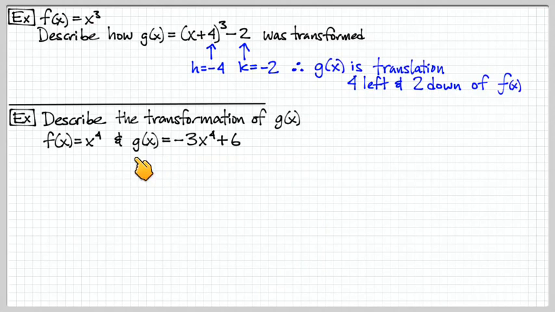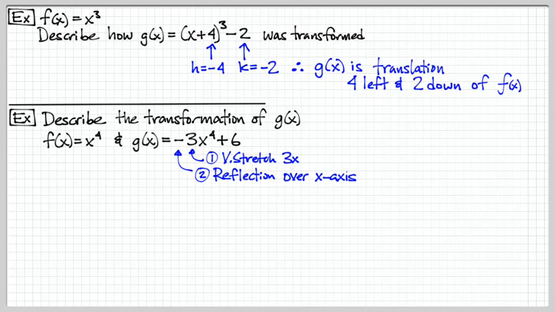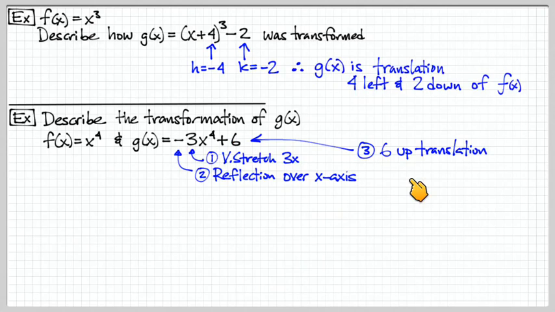Here's another example. We have a quartic function, x to the 4th. g of x is minus 3 x to the 4th plus 6. So here we see that we're multiplying by 3. That's a vertical stretch by 3 times. We're also multiplying by a negative here. That's going to flip it upside down, reflect it over the x-axis. After that, we're adding 6 to it, and this means a 6 unit upward translation.